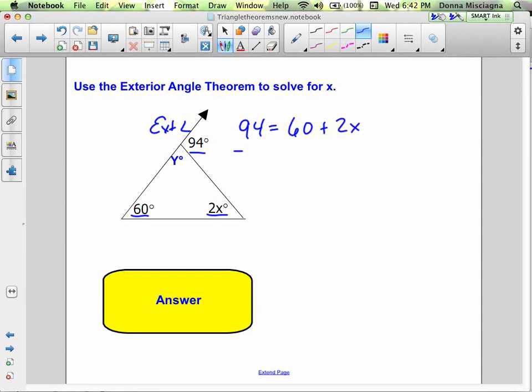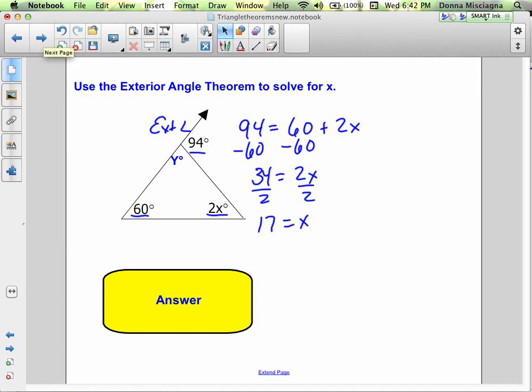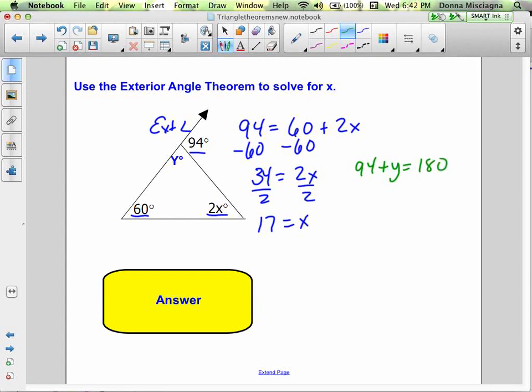So we'll subtract 60 from both sides. That gives us 34 equals 2x, and then we'll just divide both sides by 2. 17 equals x. Now we can find the value of y. We don't even need to know what x is to find y, because we know that 94 plus y is a linear pair. That has to add to 180. If I subtract 94 from both sides, y is going to be equal to 86 degrees.